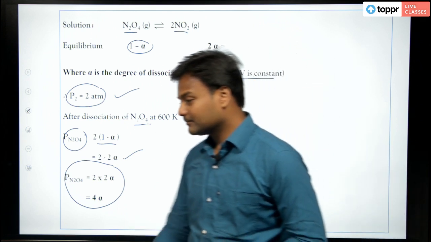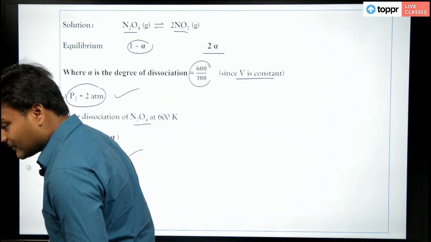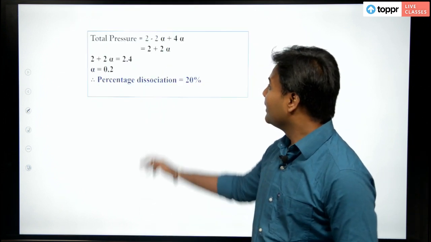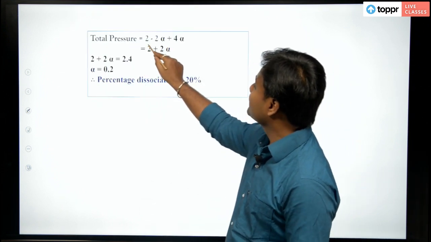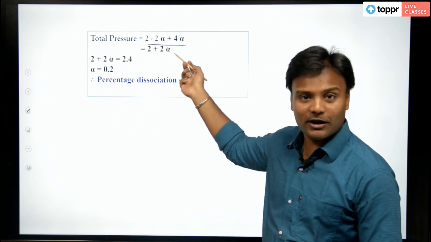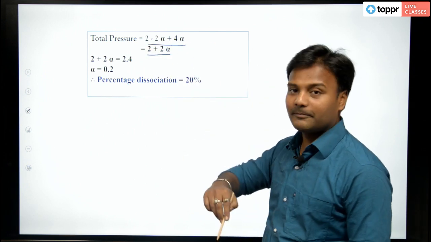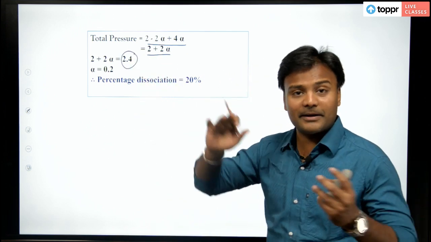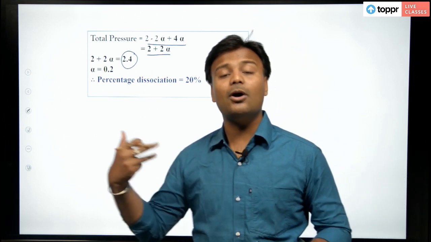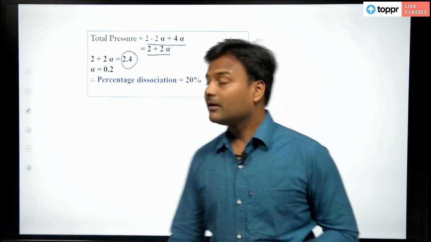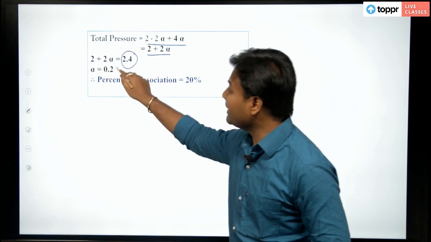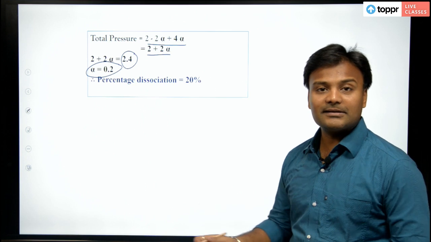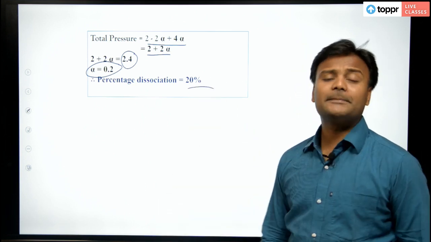Are you getting? Okay, so someone has given me the answer as 30. Let's see. The total pressure is 2 minus 2 alpha plus 4 alpha, which is 2 plus 2 alpha. This is equal to 2.4, given when the pressure has been increased from 1 atmosphere to 2.4 atmosphere. Which means alpha is 0.2. So the percentage decomposition is 20%.